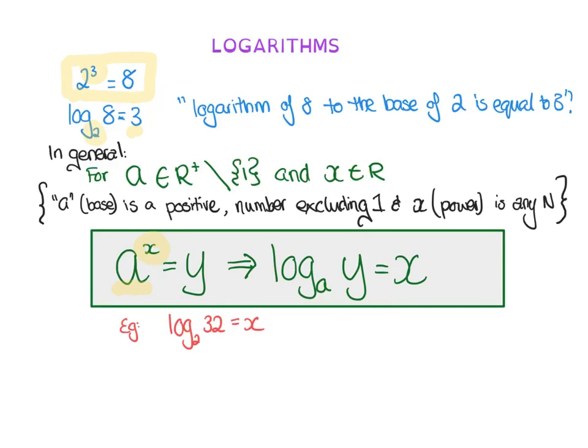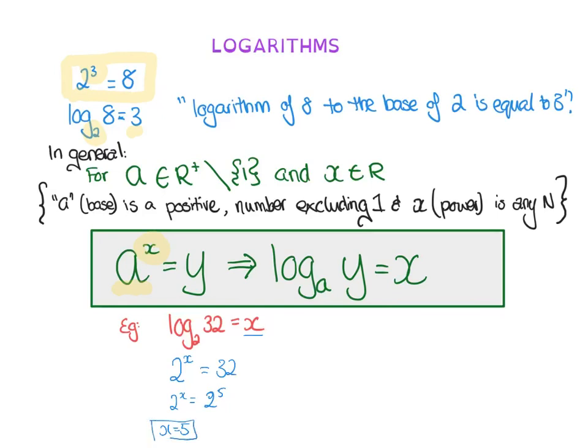Equation using this rule. So if I look here, I've got log 2 of 32 equals x. If I change it back to the exponential way, the base is 2 and the power is x, and then equals 32. Now we know that 32 is 2 to the power of 5, so x equals 5.